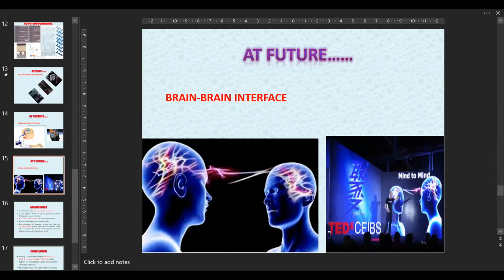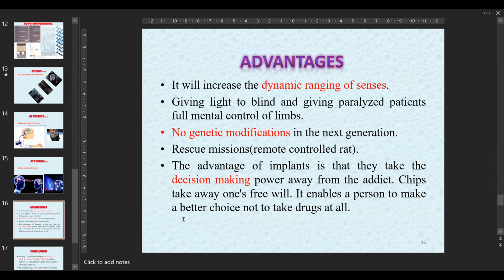The advantage is that it will increase the dynamic range of sense. No genetic modification is taking place, and even the physically challenged person can take their own decisions. There is no need to depend on others. They can proceed on their own way.